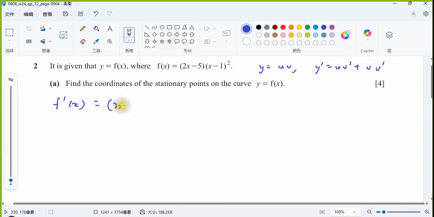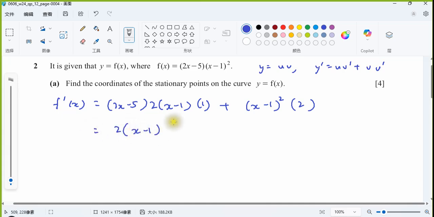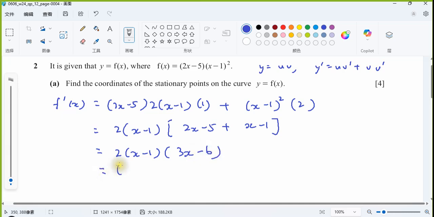So (2x - 5)(2x - 1) times 1 plus (x - 1)² and then times 2. So we factorize the (2x - 1). Then we have (2x - 5) + (x - 1). So that will be (2x - 1) and then (3x - 6). Okay, so (x - 1) and then (x - 2).